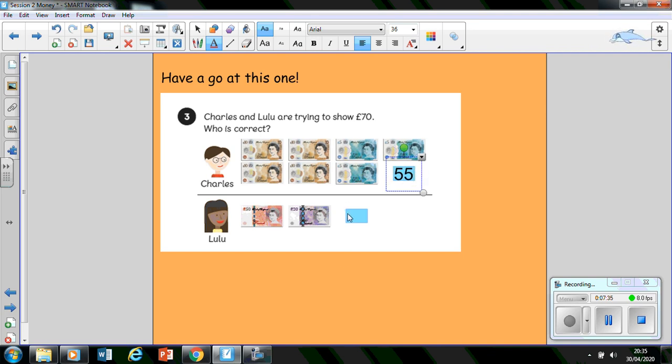What about Lulu? She's got a £50 note and then a £20 note. So I'm going to count on. I've got 50, and I could count up in my tens, 60, 70. Okay, because I know that 2 tens makes 20. So that's how I'm going to add on my 20. So I've got 50, 60, 70. So Lulu is the one who's got £70, not Charles.